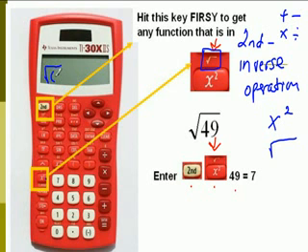A square root sign in a parenthesis. You put in your number. You can close the parenthesis if you want with the parenthesis button, but you don't have to. Then hit equals down here, and you'll come up with the number 7.